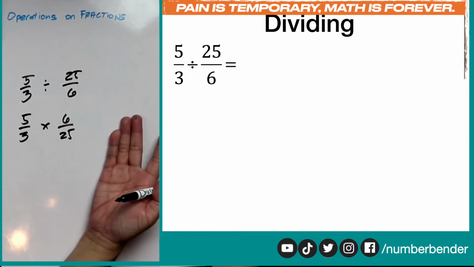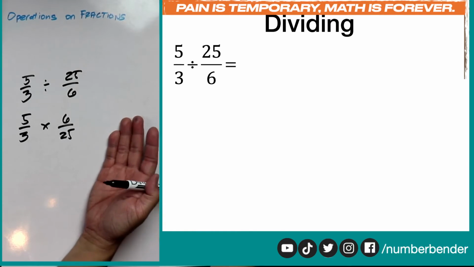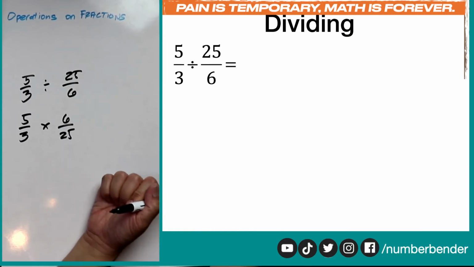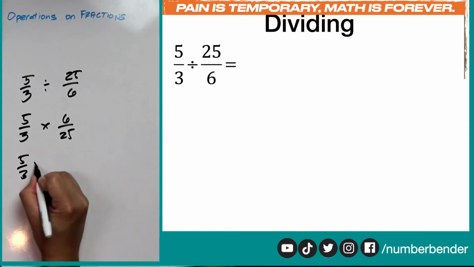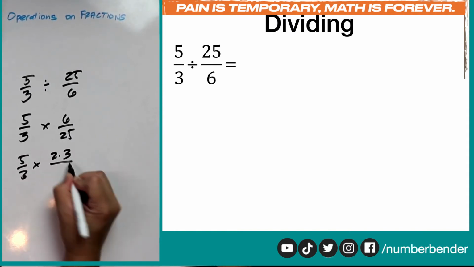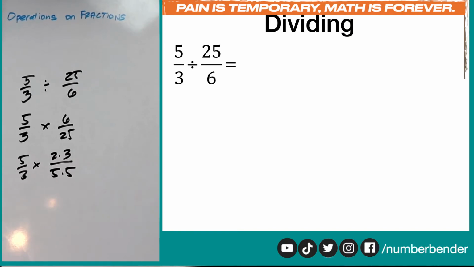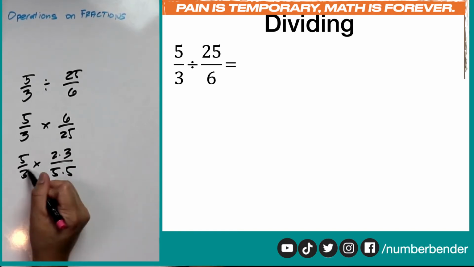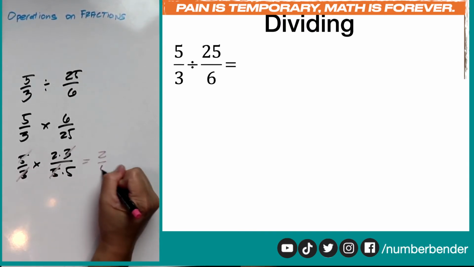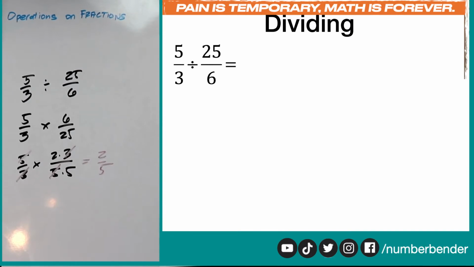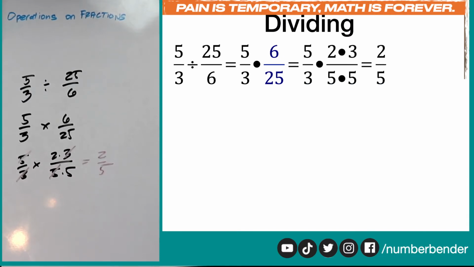And now that we have our multiplication problem, we simply factor out the composite numbers, and this time 6 is 2 times 3, and 25 is 5 times 5. So now that we have factored it out, we are canceling the common terms, 3 and 3, and 5 and 5, and we are left with 2 over 5. So 2 over 5 is the quotient of 5 over 3 divided by 25 over 6 using this technique.